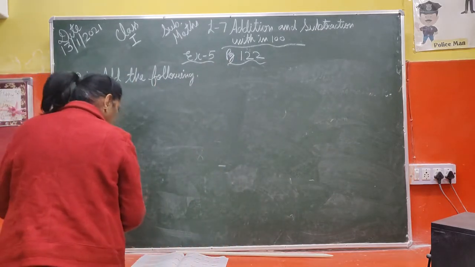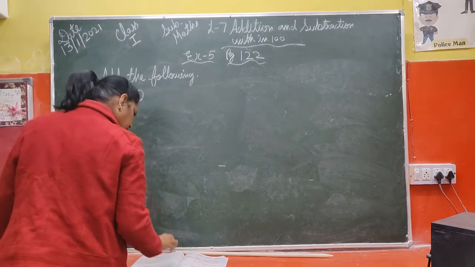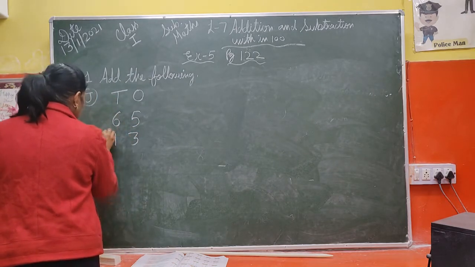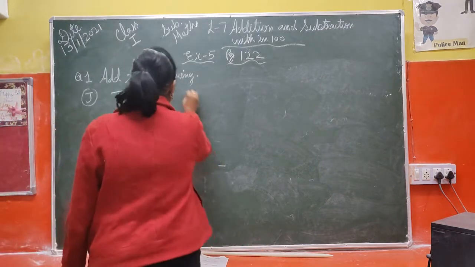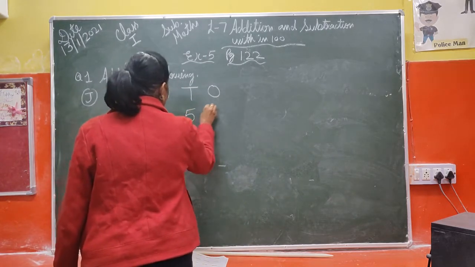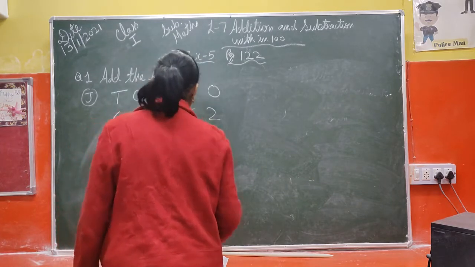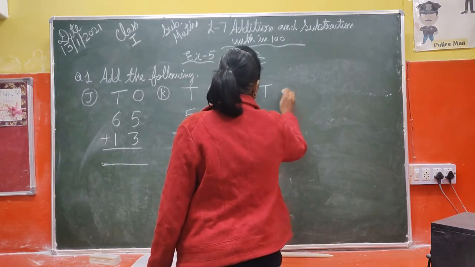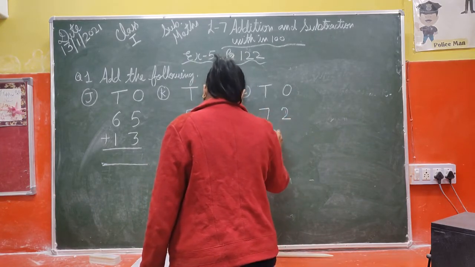नेक्स्ट इज सेम इसी तरीके से सारे क्वेश्चंस होंगे. 6, 5 and 1, 3. A is 10 ones. Now 5, 2 and 1, 7. 10 ones. 7, 2 and 2.